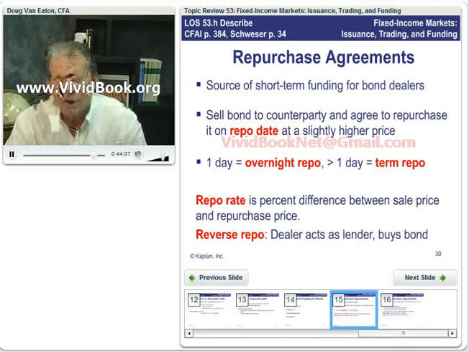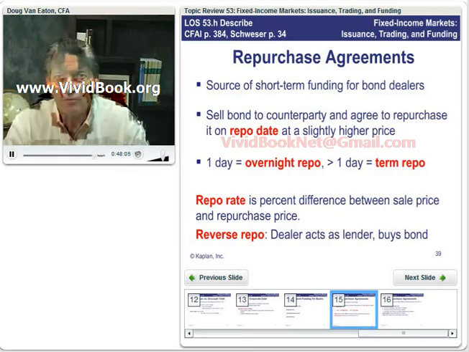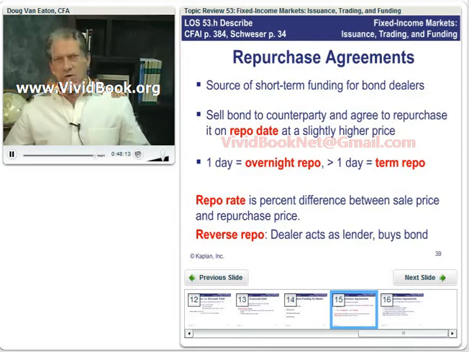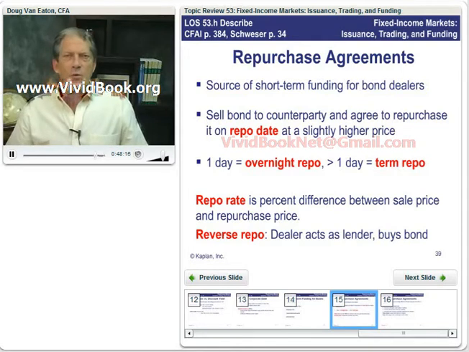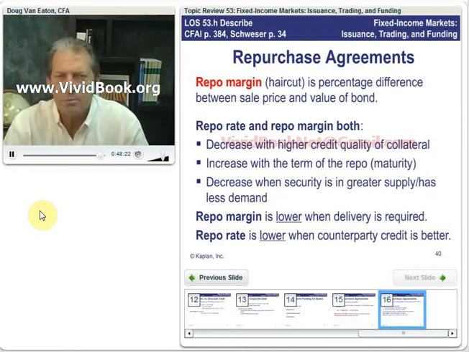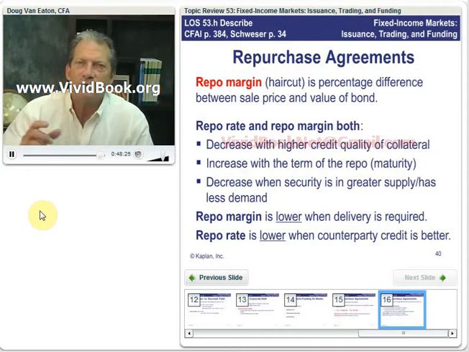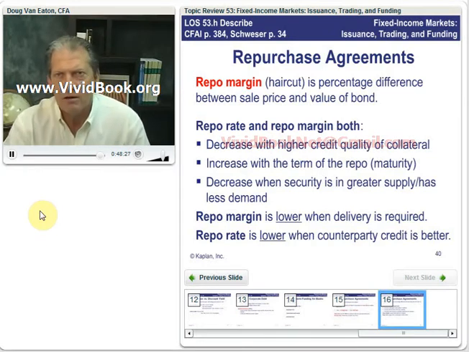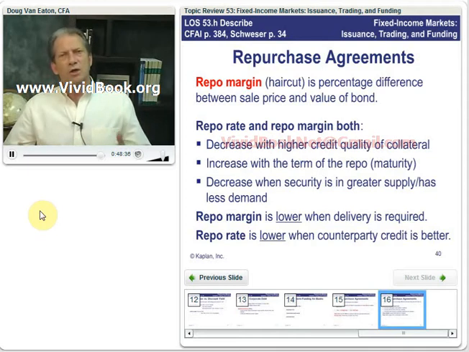I don't really want it so much, so I'm going to offer you less margin. Yep, that's true. Now, think about the other side of it, when a security is in high demand. That is, somebody wants to own it for whatever reason. If they want to own that security, they're going to offer a greater repo rate on it, the difference between the buy and the sell-back price. The repo margin is lower when delivery is required. Well, that's because that's better collateral.